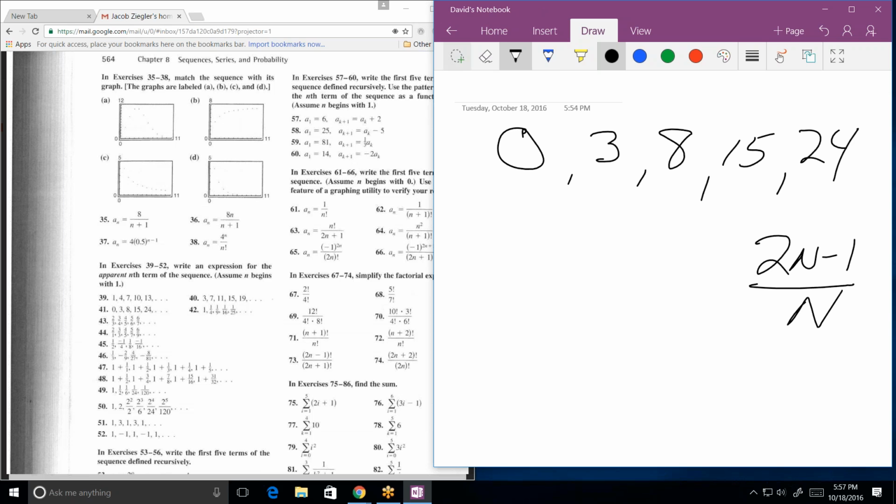How about n squared? It's n squared minus 1. That's what it is. Oh, that's a lot simpler. That's the sequence, in fact. That's the whole thing.